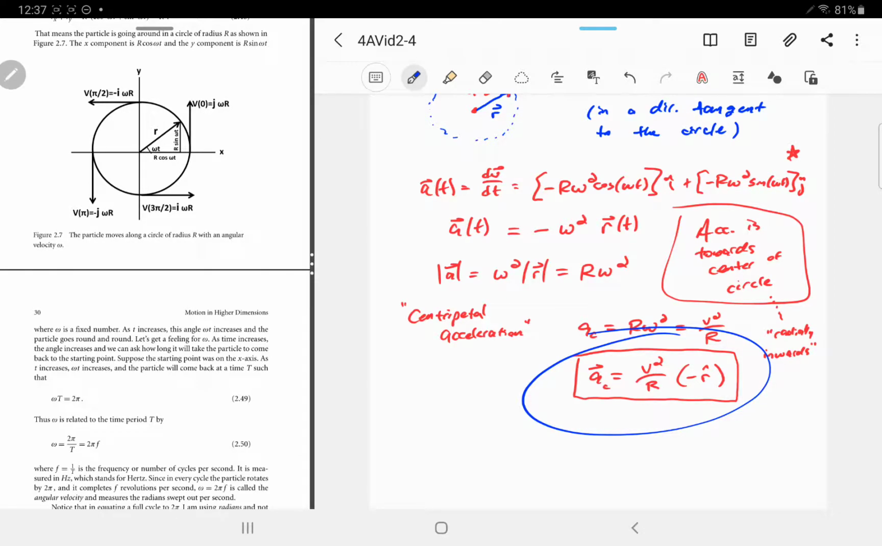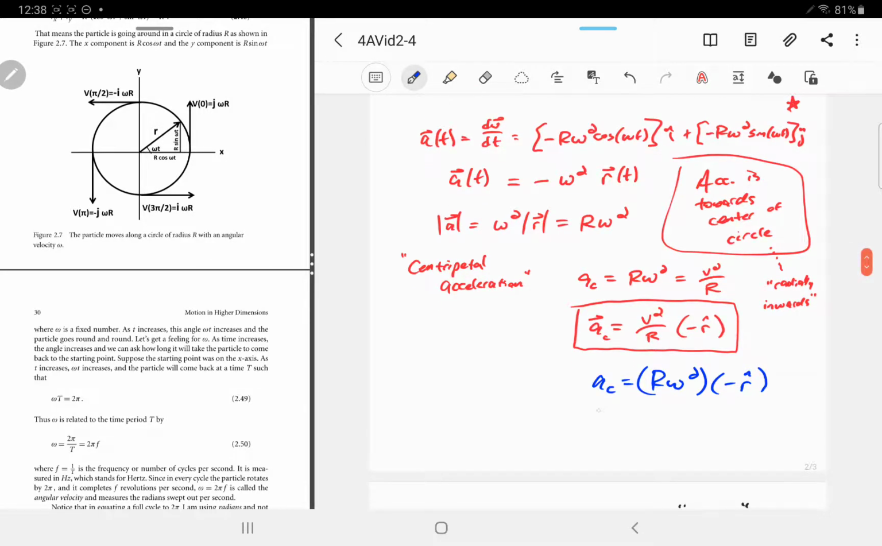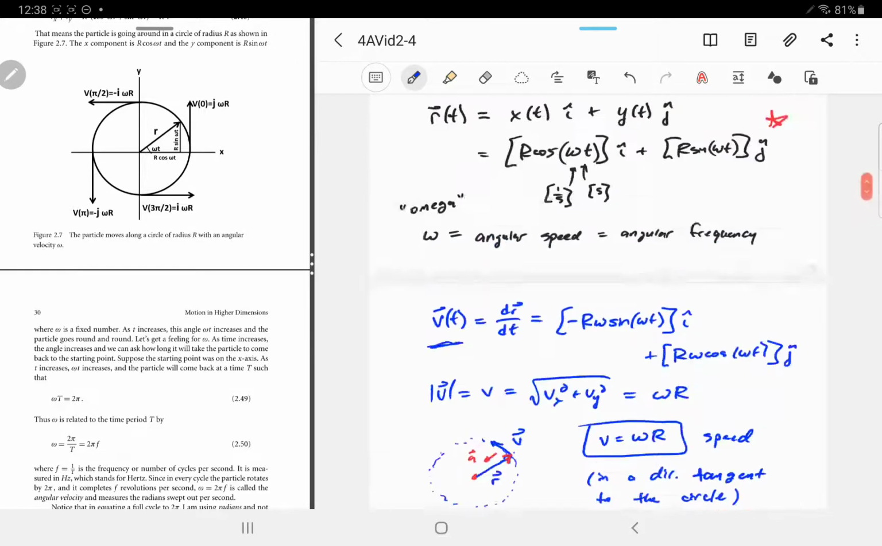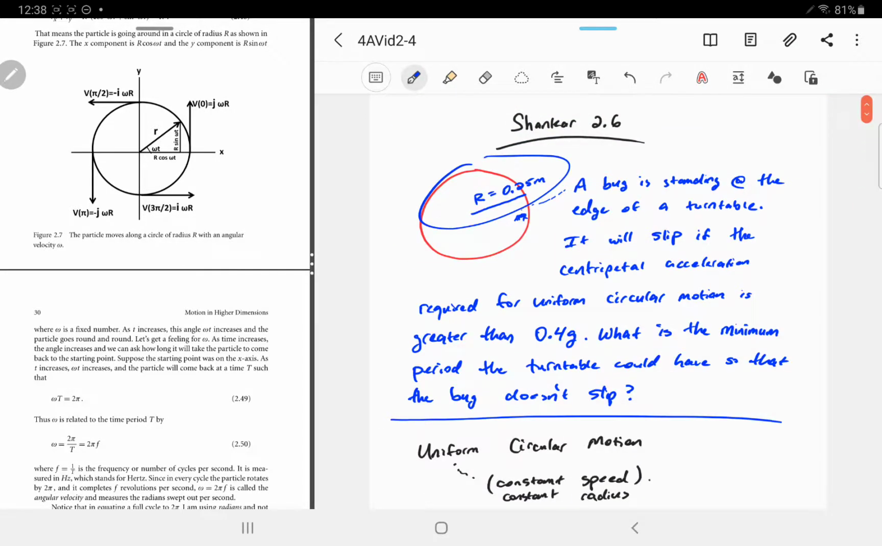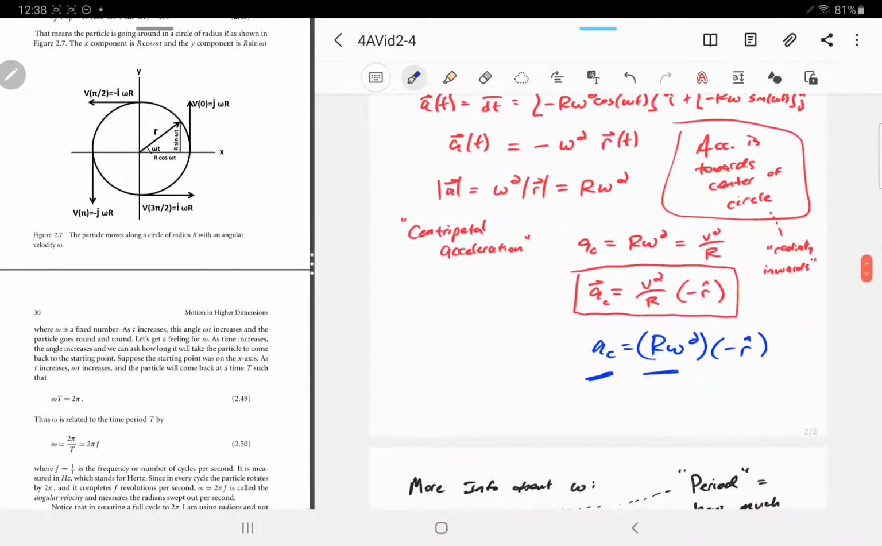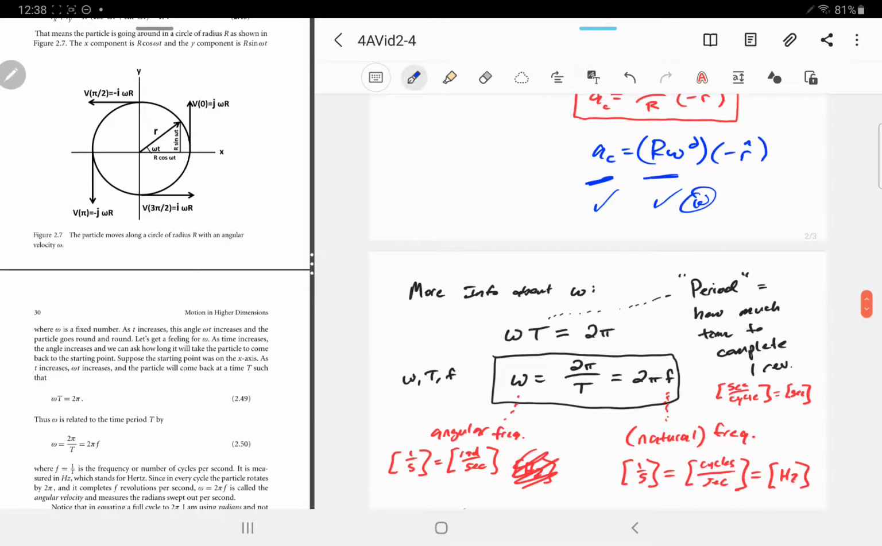So it looks like that's equal to v squared over r. It's also equal to r omega squared in the negative r hat direction. So given AC and the radius, which we're also given in this problem, right? The radius is 0.25 meters. So we have a condition on A, we have the radius, we can solve for omega. And then once we have omega, we can relate it to the period using this.